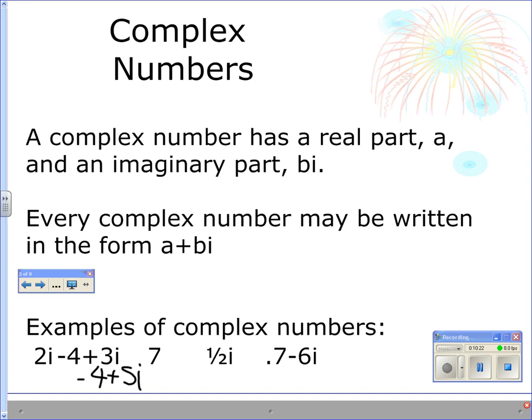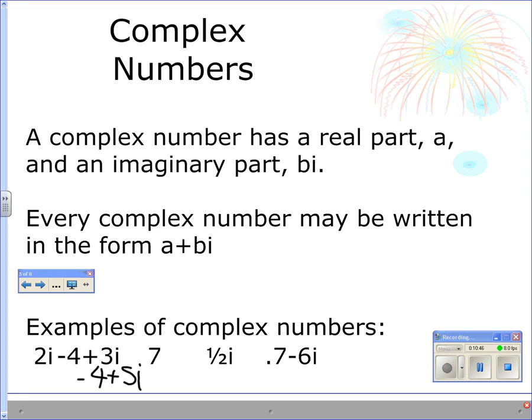For 7, is there an imaginary part on this one? So do you need to put plus 0i? No, you just leave it as 7. Does that make sense? Is this one a complex number? Yeah, its real part is 0. But do you need to put 0 plus 1/2 i? No. If it's not there, you don't have to put it.